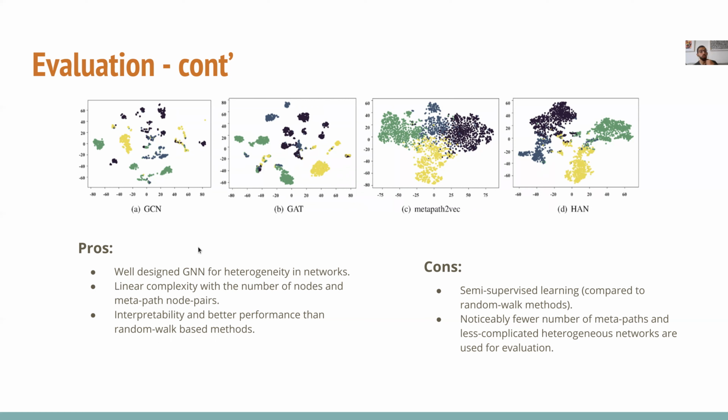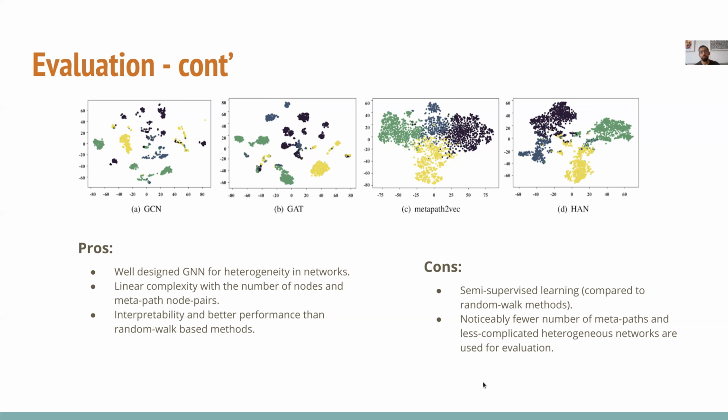Some of the good points we saw from this model: they are well designed, and they work well on heterogeneous graphs. Given the results, the complexity is not high, because the attention itself is shared between nodes and metapath node pairs. So the complexity is linear, and because we have attention, we are able to have good interpretability on which metapath is more important than the other, so we can do a bit of qualitative analysis.